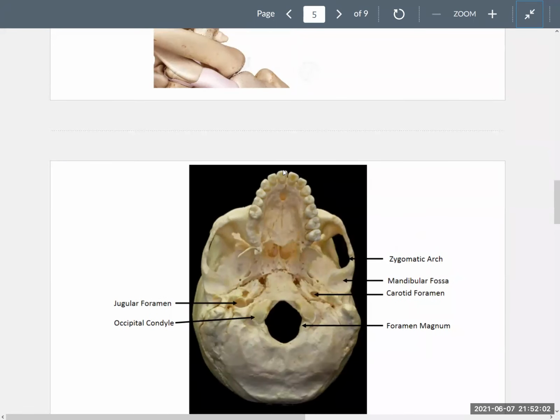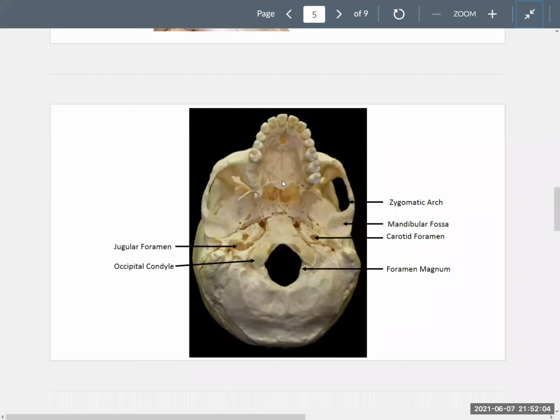Okay, underside. Well, here's the back. This is the occipital bone. Okay, where our spinal cord goes in is through the foramen magnum. Now, foramen again was a hole through a single bone. Magnum just means big, big hole. That's what it means.